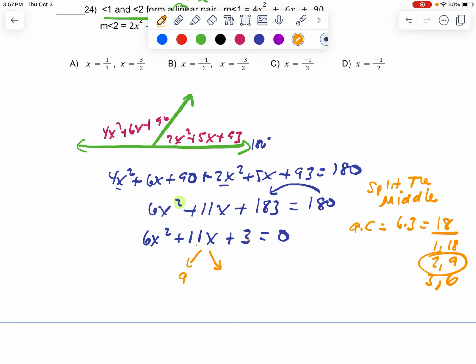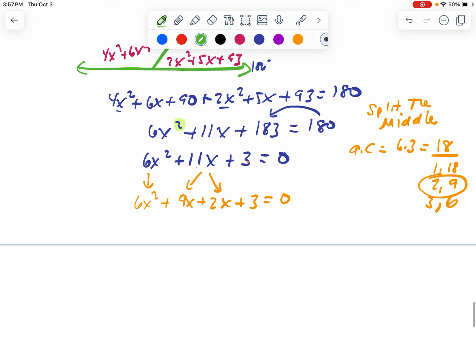I will choose to do 9x plus 2x because I notice that we have the 9 and the 6 together. We bring down the 6x squared, we bring down the 3, and then we factor by grouping. So we would be 3x, 2x plus 3. Here, we only have a GCF of 1, so we take out a 1. You're also left with 2x plus 3 equals 0.